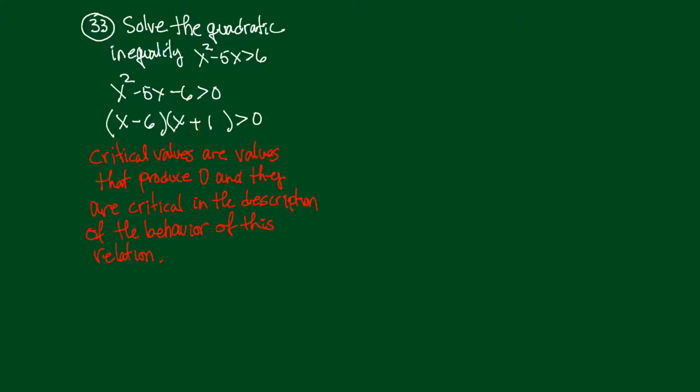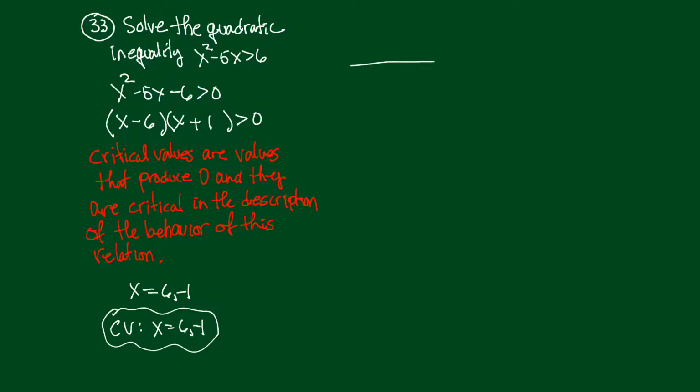And here's how we get them. Just imagine this was equal to 0. What would you put here? If this was an equation, you would be writing what? You would be writing x equals 6 and negative 1. So the critical values here are x equals 6 and negative 1. I'll circle those.